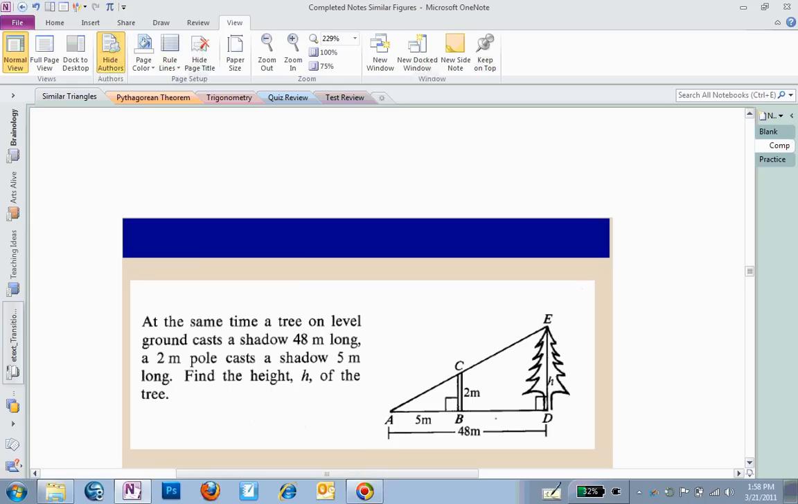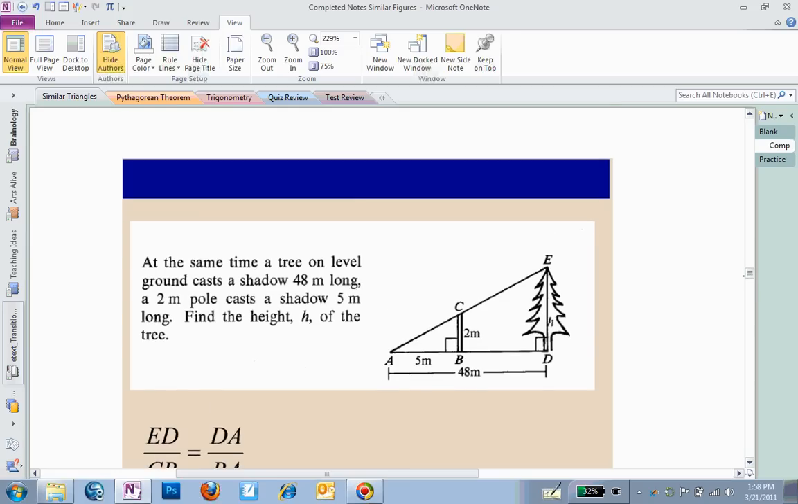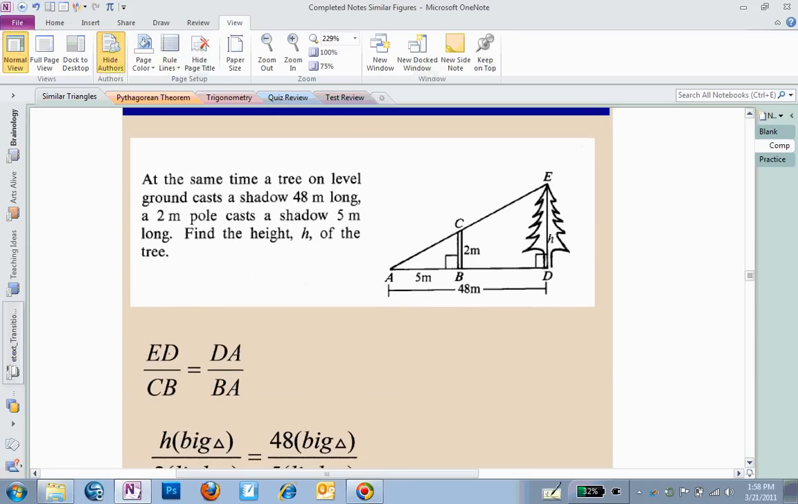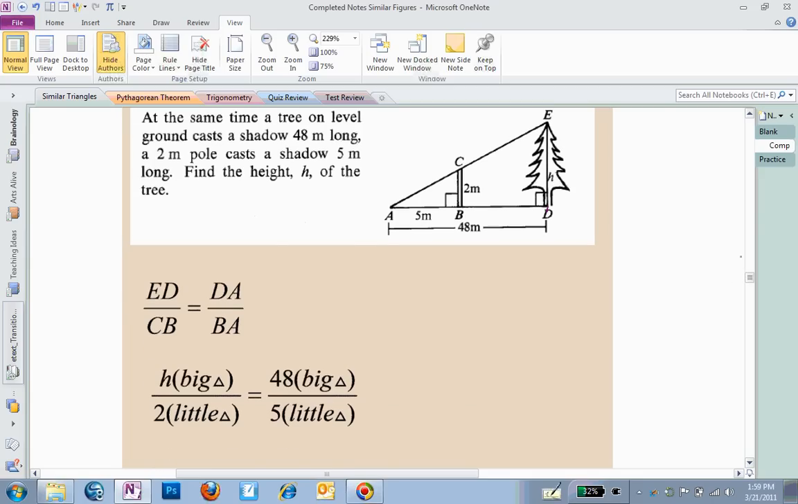Well, this is a pretty simple one. We can see how everything lines up. So we're going to start off with EB, ED, compared to CB, those correspond, and DA compared to BA, those correspond. Now we're going to replace everything with what we know.